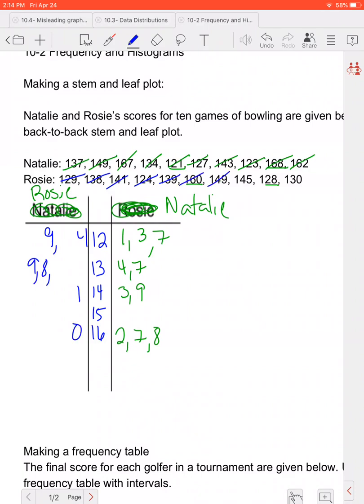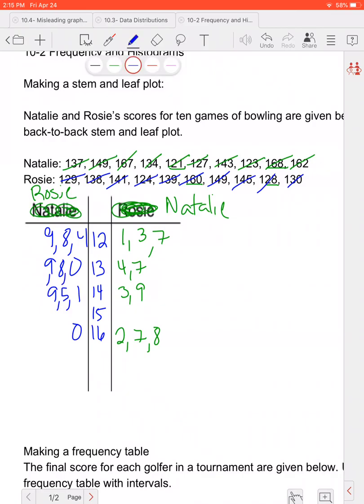160 is going to be a 0. 149 is going to have a 9 here. 145, 128, and 130. So I'm going to go ahead and move my 8 and 9 over here. Okay, and my little comma didn't make it.